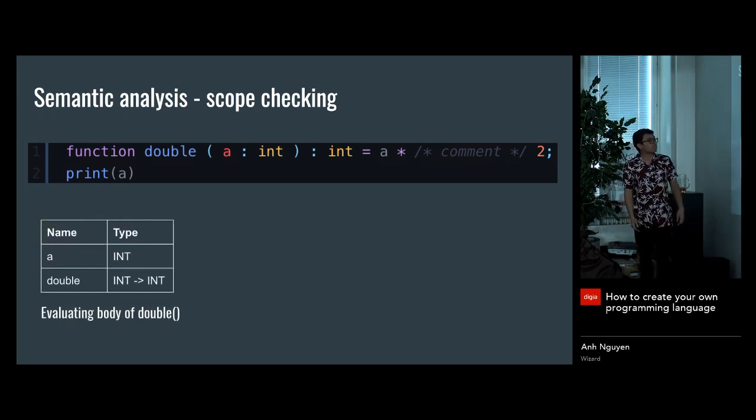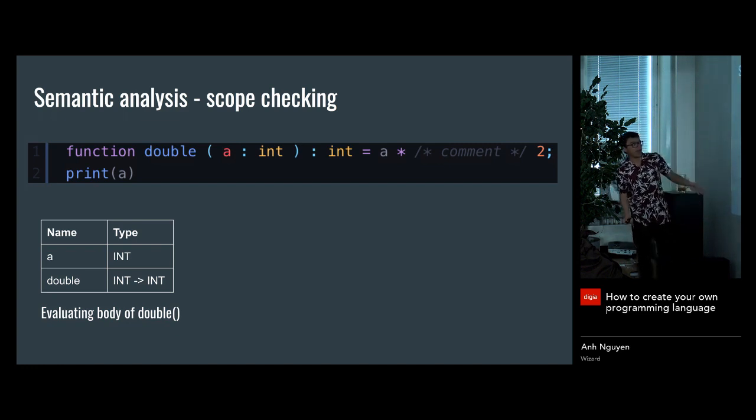In this case, the program here has two lines. The first line is the function declaration, and the semicolon at the end of the first line is the end of the body of the function. So the variable A should not be used in the second line, and we should throw an error after that. We can do that by using this table.